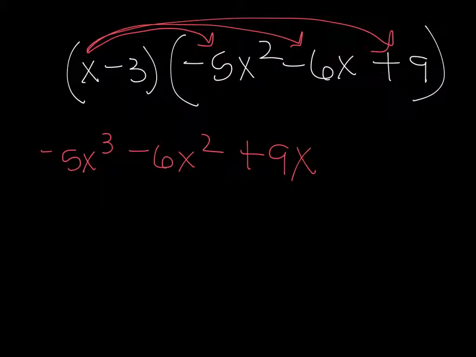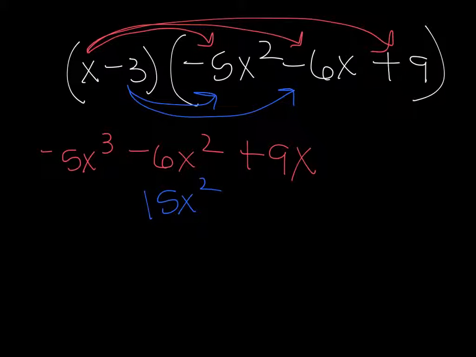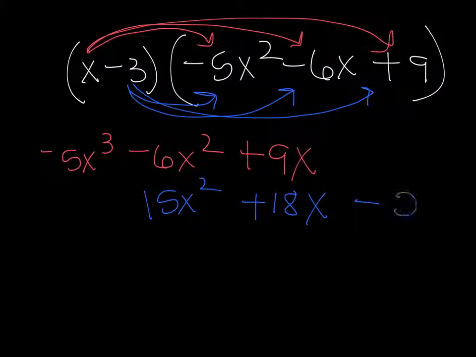All right, now I have to do the negative 3 times everything. Negative 3 times negative 5x squared, that's positive 15x squared. So I'm going to make sure I put that underneath my other x squared term. Negative 3 times negative 6x, positive 18x. I'm going to put that underneath my other x term. Negative 3 times positive 9, that gives me negative 27, and I don't have another constant, so I'm going to put that out to the right.